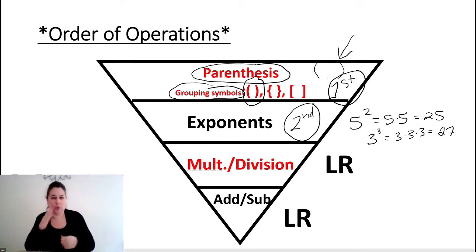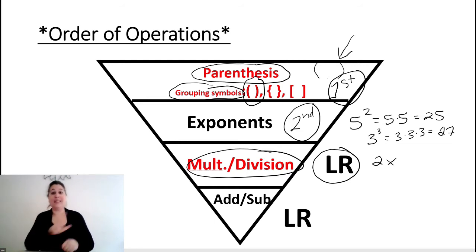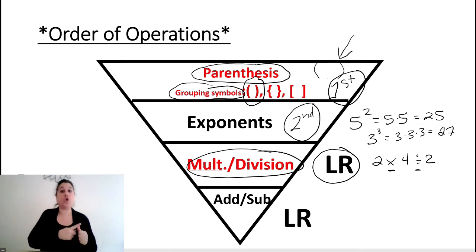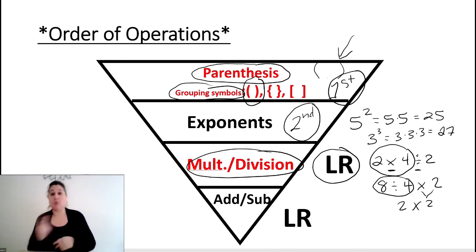Then you want to look for multiplication or division. Do you see how it says LR right here? That means you go left to right. For instance, if I see 2 times 4 divided by 2, I have multiplication and I have division. But I want to go left to right. Whichever one is on the left side, that's the one I'm going to do first. So in this case, I would do the multiplication. Now, if I had it looking like this, I would do the division first because I have to go left to right. So I would do 8 divided by 4, which is 2, and then bring this down, and then I'll have 2 times 2, which equals 4.